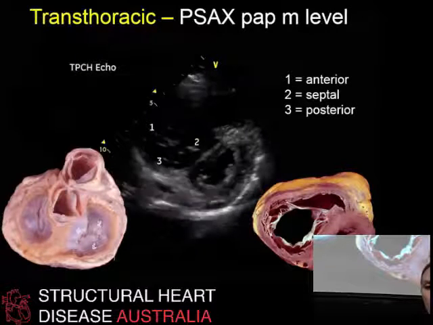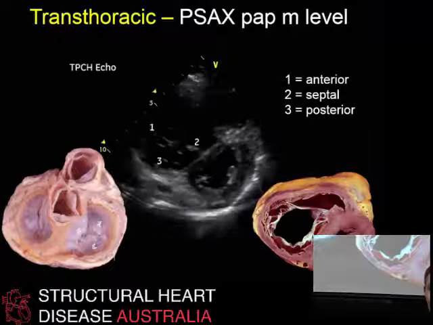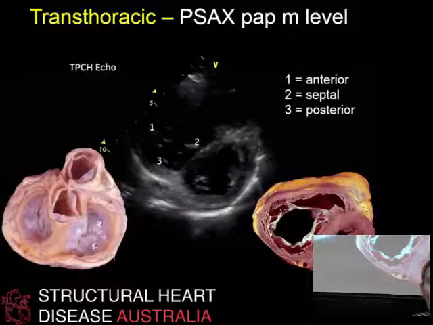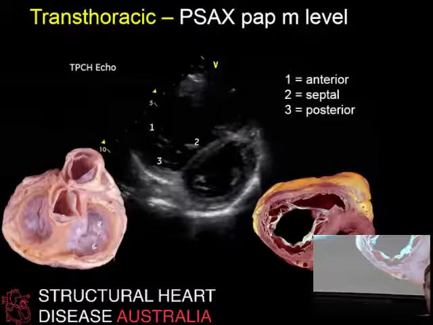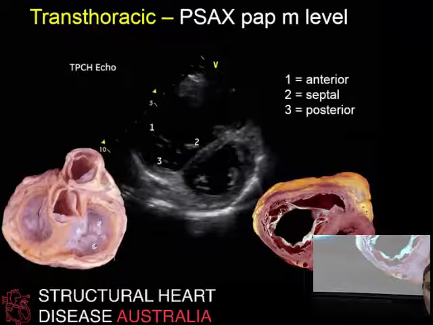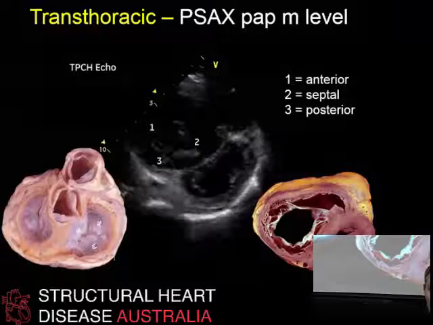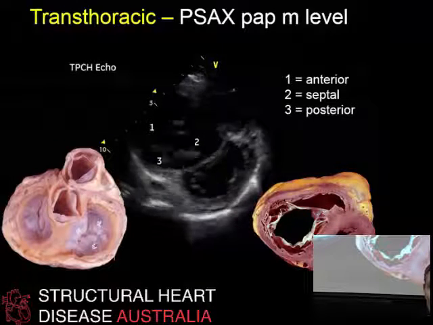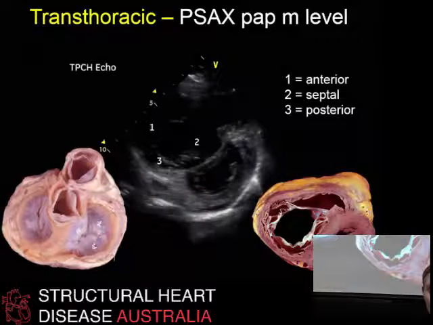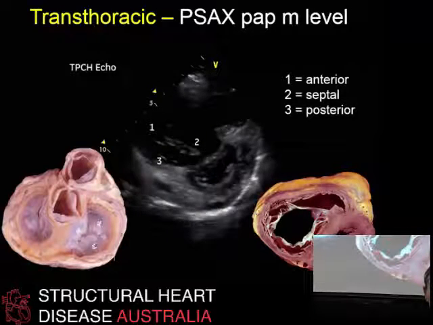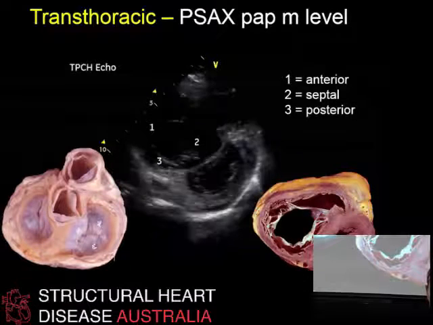The parasternal short axis view at the papillary muscle level is really the only view where there may be an opportunity to see all three leaflets simultaneously, and this is usually only achieved when there is dilatation of the right ventricle. In this particular example, the septal leaflet can be seen closely associated with the septum. The posterior leaflet is seen at the diaphragmatic surface of the right ventricular free wall, and the anterior leaflet closest to the transducer.